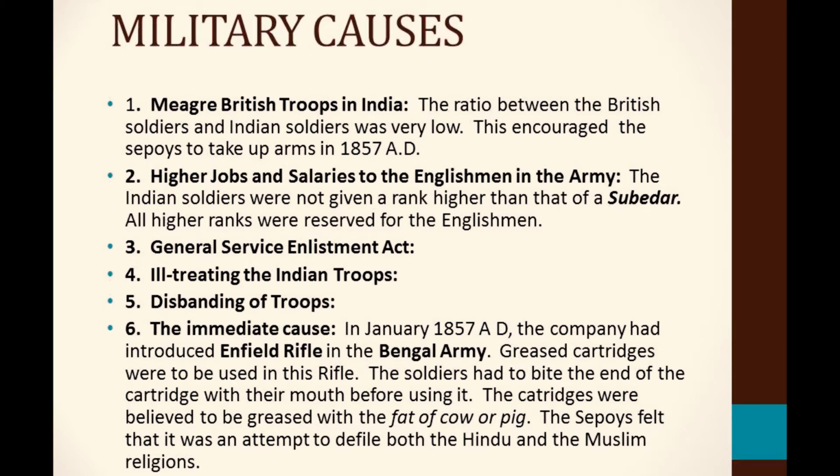Then the main cause was the immediate cause. What was the immediate cause of the revolt? The greased cartridges used in the army. The soldiers had to bite the end of the cartridge with their teeth before using it. So the cartridges were greased with what? The fat of cows and the fat of pigs. So this gave a great blow to the Hindus and the Muslims.